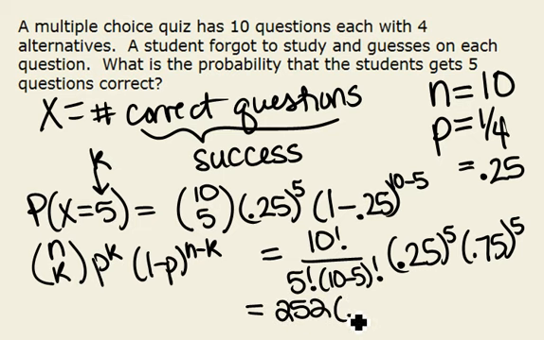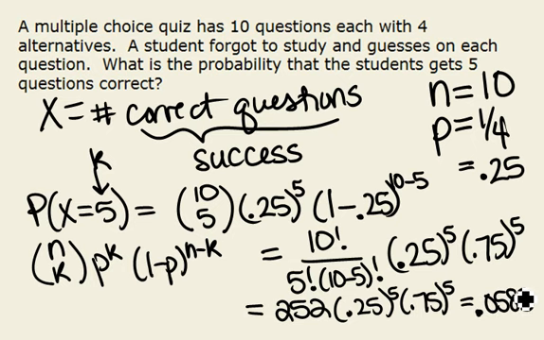So we have 252 times 0.25 to the 5 times 0.75 to the 5, which is equal to 0.0583. So the probability of getting 5 right is 0.0583.